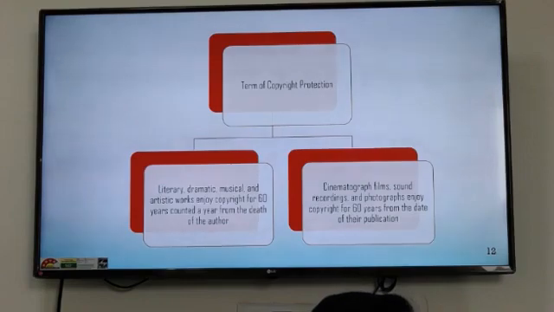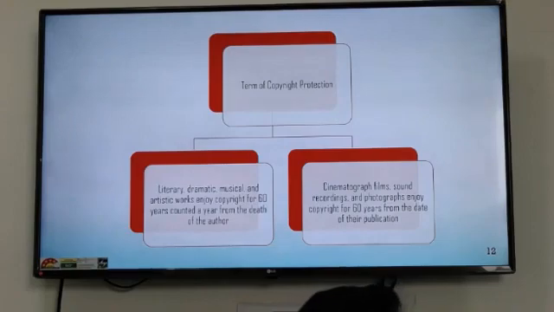So as far as copyright protection is concerned, literary, dramatic, musical, and artistic works, which are essentially works that, like I said, are created by individual authors and artists, the individuals that the law sought to protect, have a term which is 60 years from the death of the author. Whereas things that we associate more with money or with greater commercial value, things that are not really created by individuals, like films, sound recordings, photographs, they enjoy copyright for 60 years from the date of their publication.